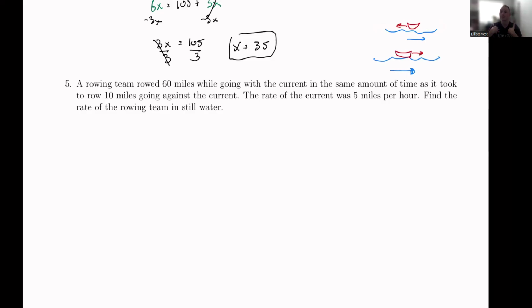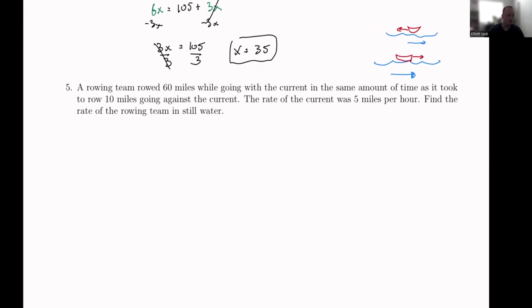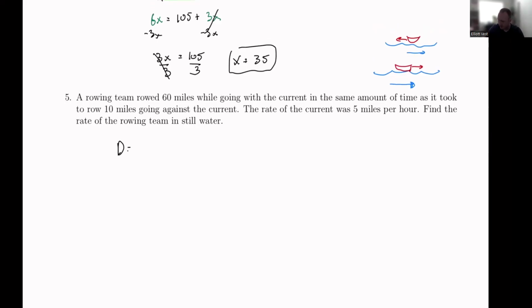Whereas when the wind is going against you, it's worse, right? All right. So how do we do a problem like this? Well, I like to make the table. Distance equals rate times time. Distance equals rate times time, because this is one of those problems, right? We're doing a distance equals rate times time sort of thing here.